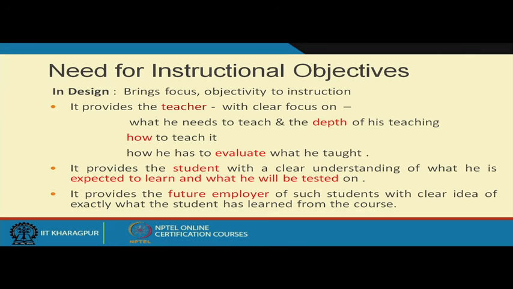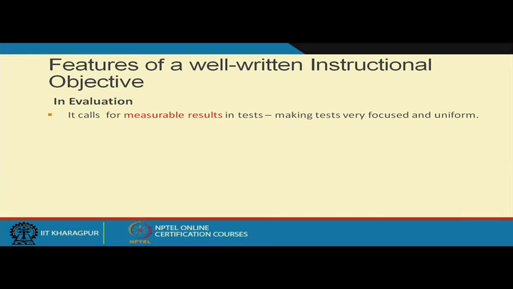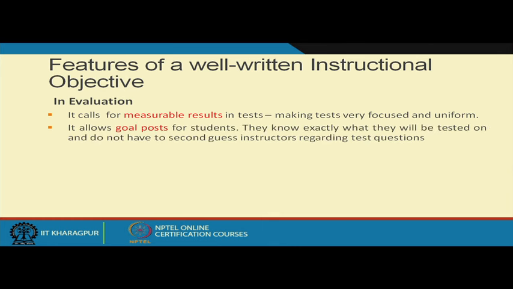It provides the future employer of such students with a clear idea of exactly what the student has learned from the course. So, you can understand, right? From the design point of view, there is a great need for instructional objectives. And the last point is in the evaluation. It calls for measurable results in tests, making tests very focused and uniform. It allows a goalpost for students, right?